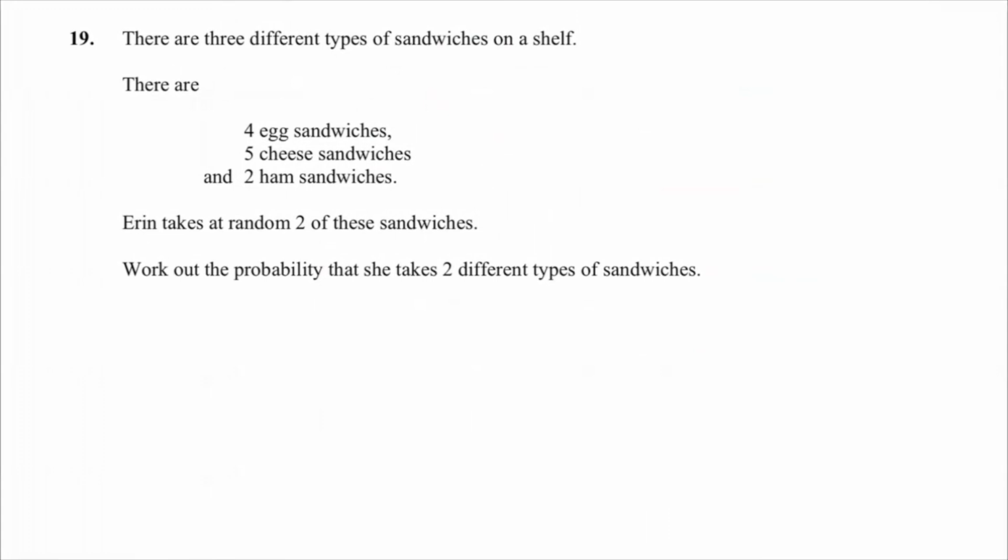Our next question is a probability question, and we've got to work out the probability that she takes 2 different types of sandwiches. Well, we really need to build a picture of all those combinations that she can take. So we're going to use the tree diagram, and we're going to say, okay, if she was to take an egg first, she could then take another egg, or a cheese, or a ham. And that's one of my combinations.